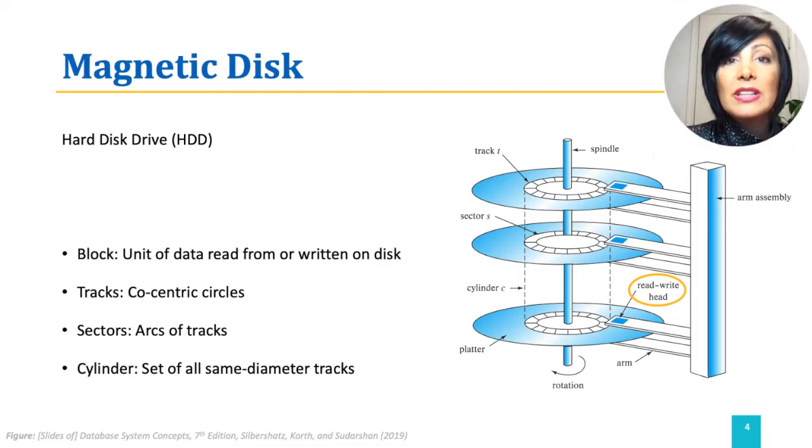A disk controller in a magnetic disk is responsible for interfacing a disk drive with a computer. It manages commands to read and write sectors, and verifies correctness, for example, by computing checksums.